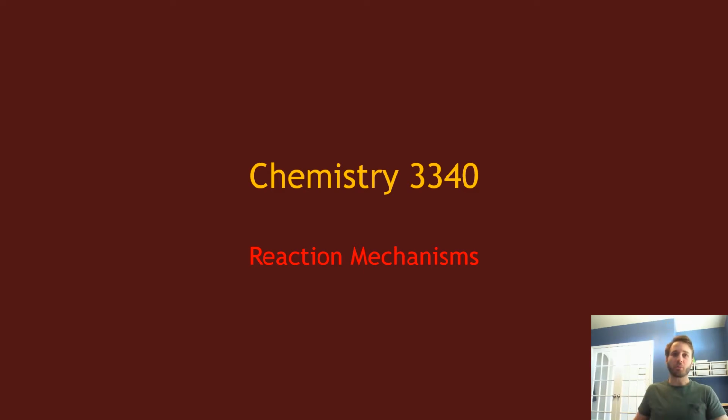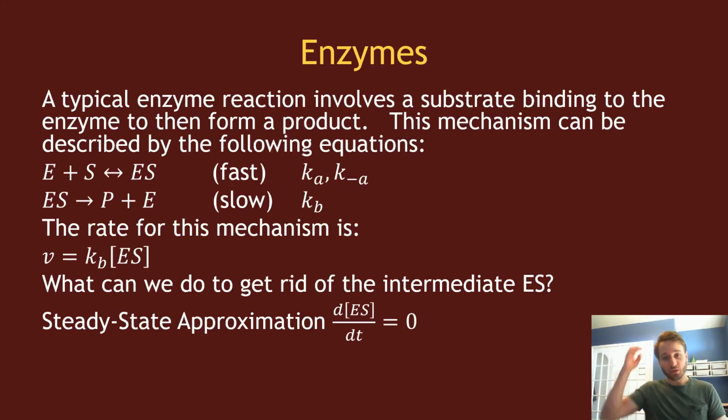We're going to talk about some more reaction mechanisms, specifically enzyme reactions. Okay? So, a typical enzyme reaction has the following mechanism. You have some enzyme E and some substrate S that react together to form some enzyme substrate compound. That's typically a very fast step. You can establish some type of equilibrium between those two potentially. Okay, and then you often have a slower step where that enzyme substrate compound forms some product and spits back out the enzyme.